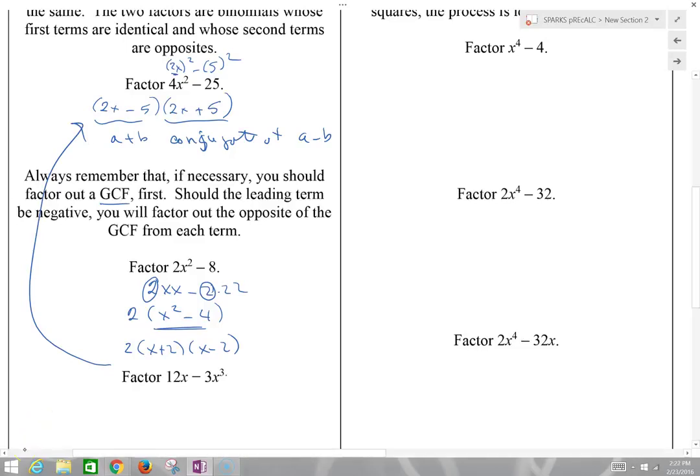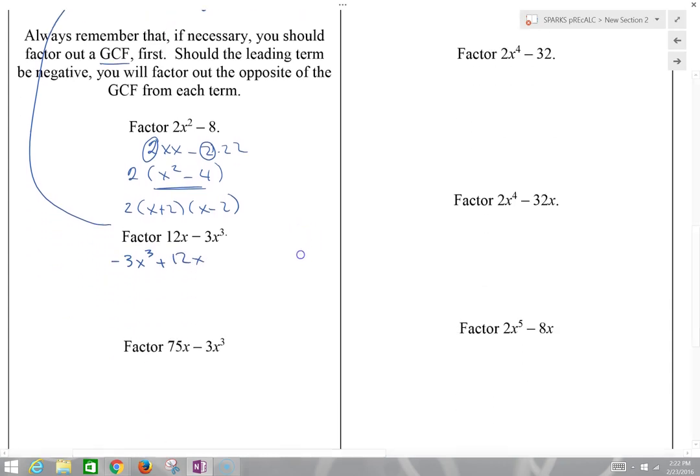Alright, so we're going to factor 12x minus 3x cubed, and we're going to follow our rules. The first one is to write it in descending order of degree. Second thing, we want to look for common factors.